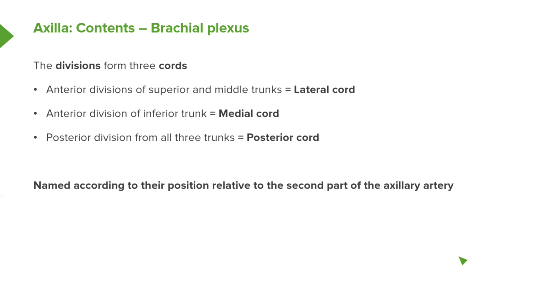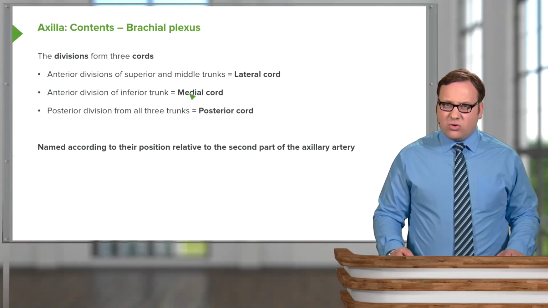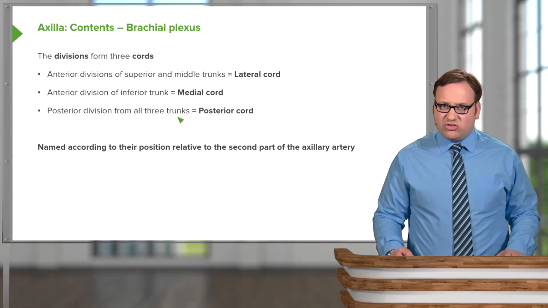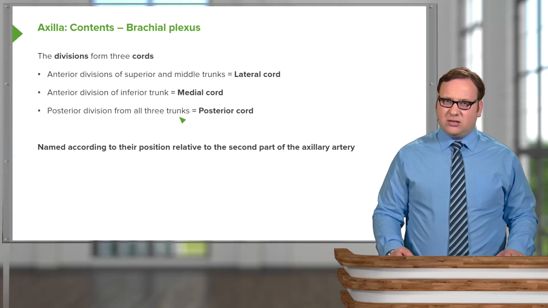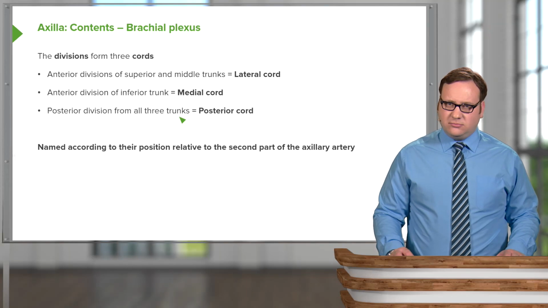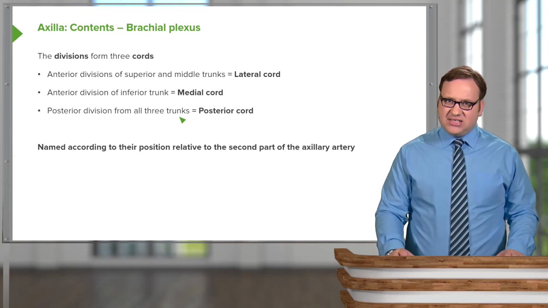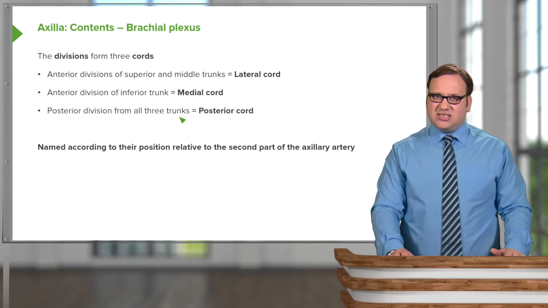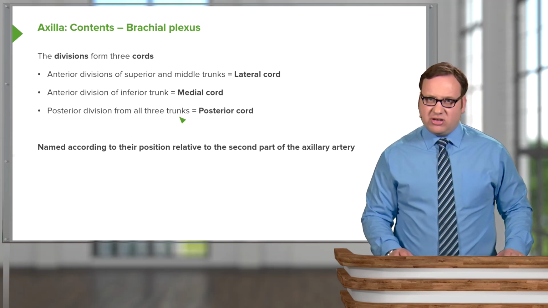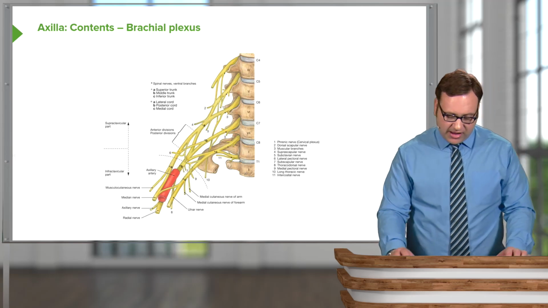So the anterior divisions of the superior and middle trunks form the lateral chord. The anterior division of the inferior trunk forms the medial chord. The posterior division from all 3 trunks form the posterior chord. These chords are named according to their position relative to the second part of the axillary artery. So let's have a look at this in the diagram.